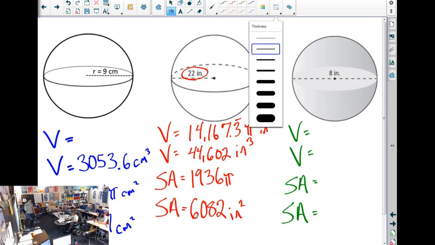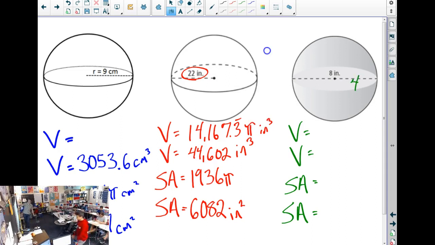But you don't think they're right? Why do you not think they're right? Oh, I got it. So, what's your radius here? 4. We got to deal with that first. Be careful. 64. For volume. Yeah. I mean, no, surface area.